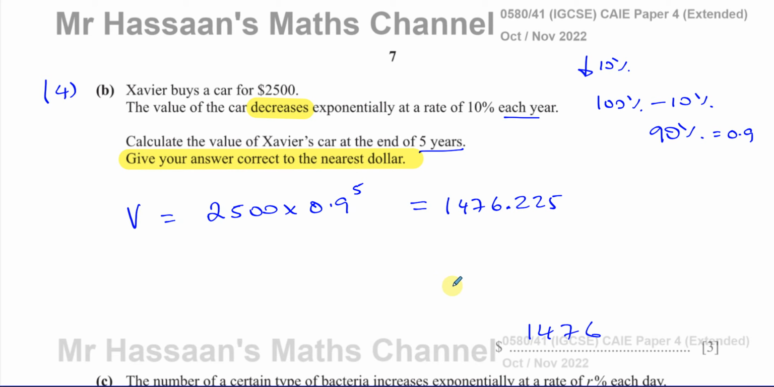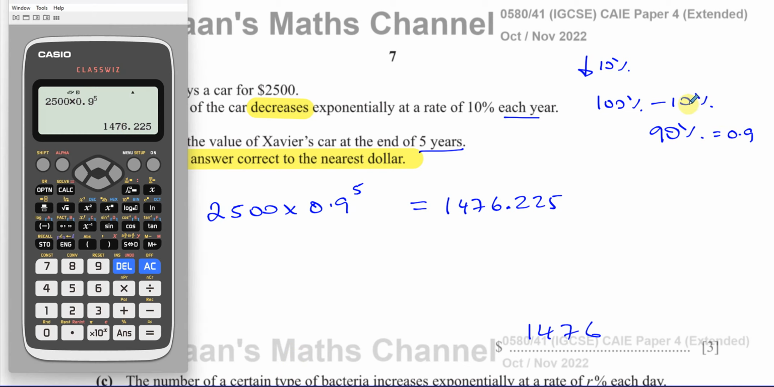Then you should make a little check to see, is my answer sensible? It's decreased. It was 2,500. Now it's 1,476. Now some people by mistake might add instead of subtract. So they might put here 1.1 because they're not thinking straight, and then your answer comes out at a value which is greater than what it was. So obviously you think, okay, I've done something wrong because it says decreases. I added instead of subtracted. So it's very important for you to understand.